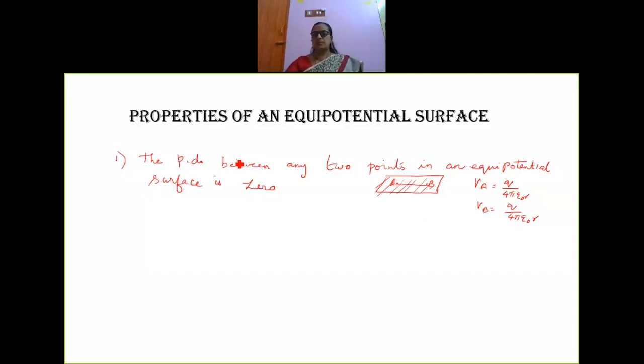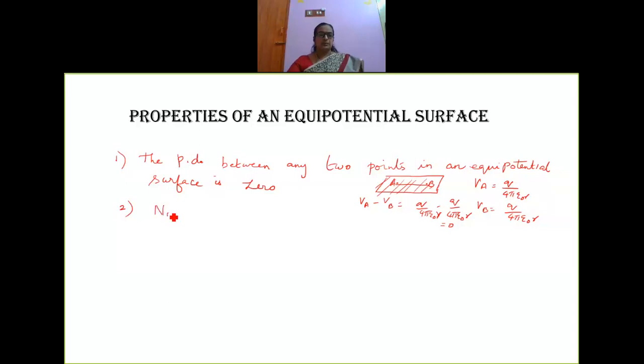So, in that case, what will be the potential difference, children? The potential difference can be written as VA minus VB, which is Q by 4 pi epsilon naught r minus Q by 4 pi epsilon naught r, which is equal to 0. So, in an equipotential surface, the potential difference between any 2 points is 0. So, this is the first point. Okay. Now, let us move on to the second point.